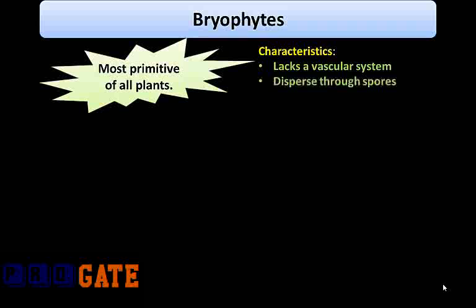Bryophytes disperse through spores, not seeds. The gametophyte stage is dominant. The bryophytes are the only group of plants where the gametophyte stage is larger than the sporophyte stage. The only land plants with a dominant gametophyte.